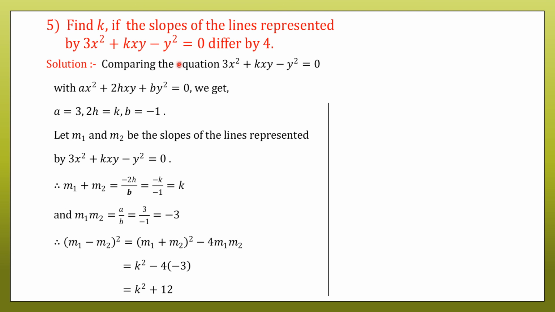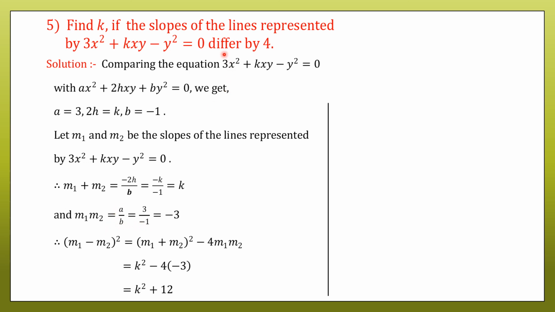Solution. Comparing the equation 3x square plus kxy minus y square equal to 0 with ax square plus 2hxy plus by square equal to 0, we get a equal to 3, 2h equal to k and b equal to minus 1. Let m1 and m2 be the slopes of the lines represented by the equation. We know that m1 plus m2 equals minus 2h divided by b. Putting these values, minus k divided by minus 1 equals k. Also, m1 multiplied by m2 equals a divided by b, so 3 divided by minus 1 equals minus 3.